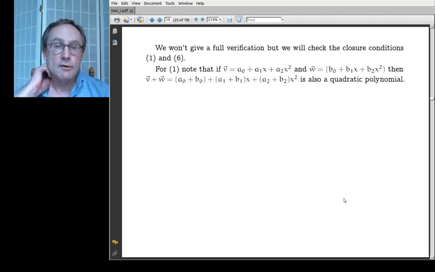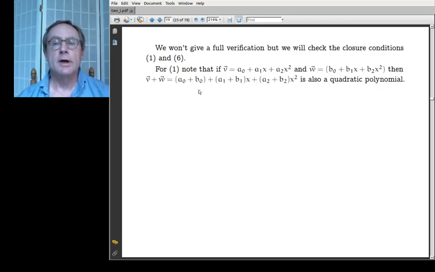Now, I'm not going to give a full verification, but I will give the check for conditions 1 and 6 because those are the 2 key conditions. So for number 1, I start off with a first quadratic polynomial, and there's a second quadratic polynomial. I use the a's and b's. I don't know why this one has parentheses around it. And then I add them, and I'm simply going to verify that the sum is a quadratic polynomial. So I add them. Of course, you know how to add them.